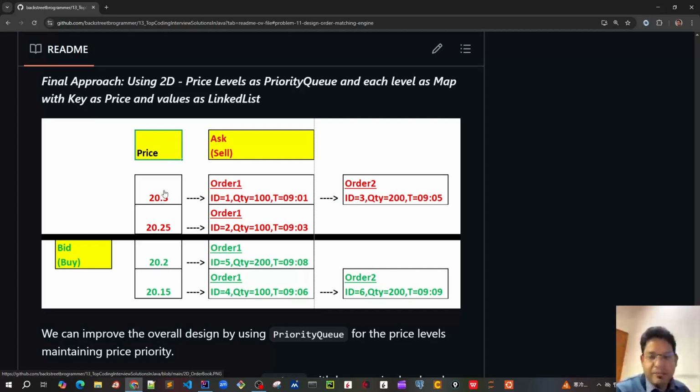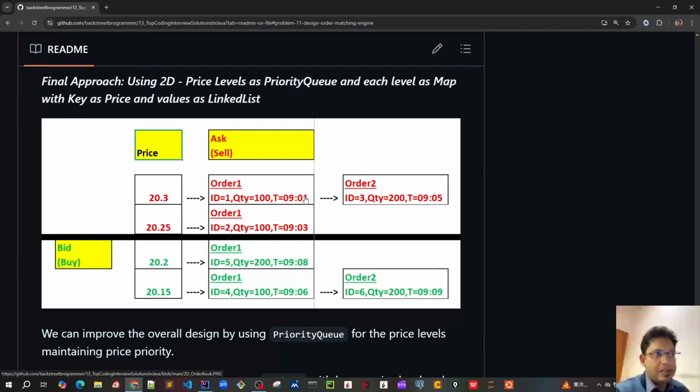In that map, the key would be the price, which is a double, and the value would be the actual doubly linked list, containing the best time priority at this price. Because as we know, for our matching engine, the logic is always based on price and time priority. If the price is the same for two orders, the order which has come first has a better time priority. So this order would be matched first before order 2, because this order arrived at say 905 and order 1 arrived at 901. That's why it has got higher time priority.